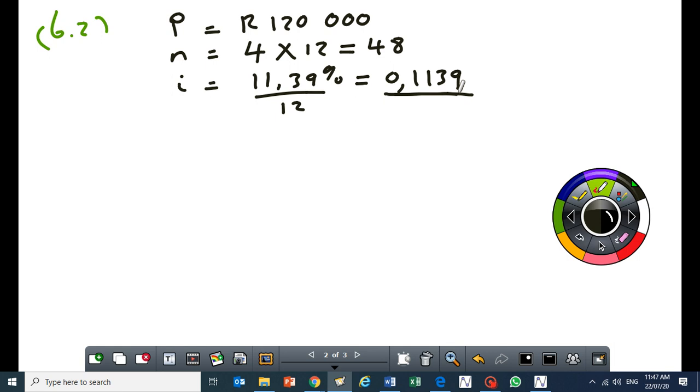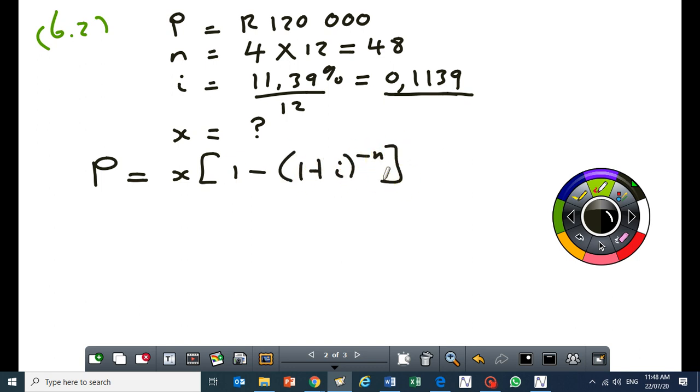I would advise you to not round off where we got this answer from. Remember, we had to round off to get 11.39%. So if you can, I would suggest that you don't round it off when you are using that value in 6.2. For this question, we want to calculate the monthly payment, which is X. So we write our formula. It's very important, always write down the formula, because sometimes it can be allocated a mark. So it's always advisable to write your formula first.